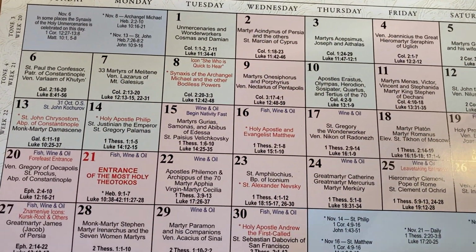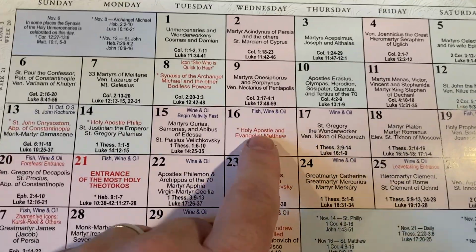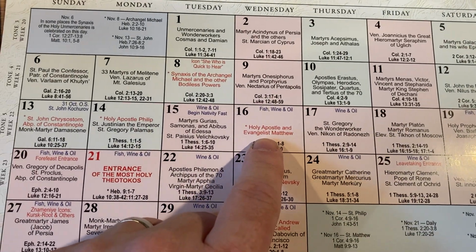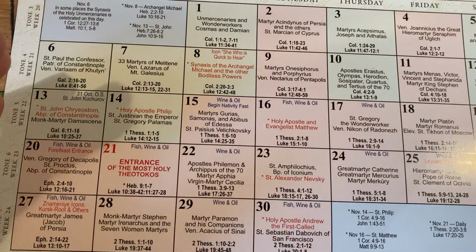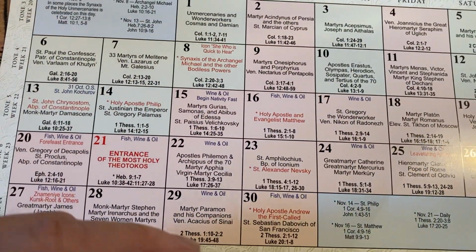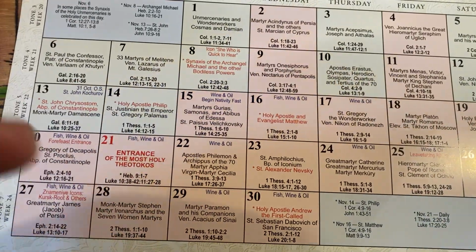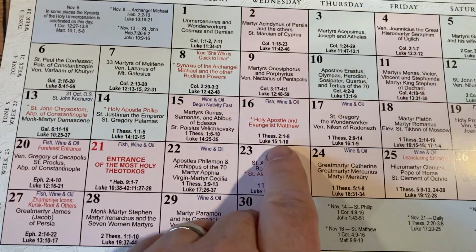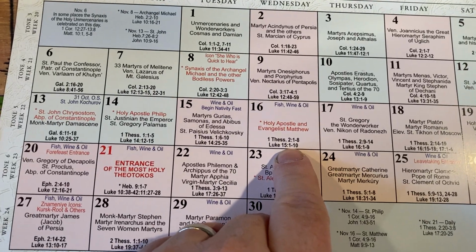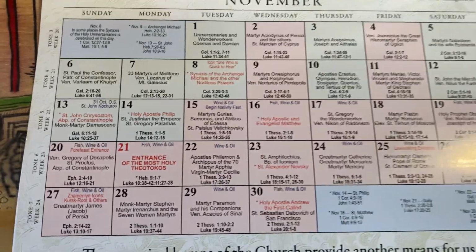There are other days where you'll have additional ones, like, for instance, today, being the 16th, is the feast of the Holy Apostle and Evangelist St. Matthew. It's a higher ranking feast, therefore you see it in red. And then there would be more gospel readings and epistle readings and Old Testament readings for this day as well. But these are the main ones. You could follow along at home, just with the calendar itself, by reading those.